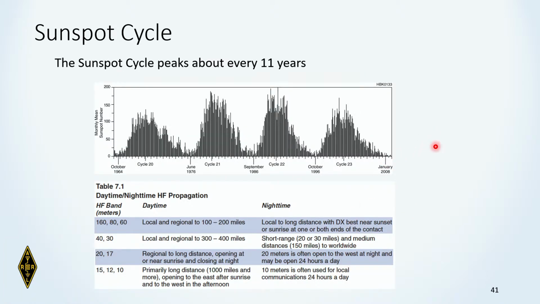Here's another picture of the way it works. The text is too small to read, but these peaks are occurring at about 11-year cycles. So we have a peak and then a dismal valley, peak, valley, and so forth. And then there's some notes here on when you can try operating during the day and during the night on different bands. I won't go through that.